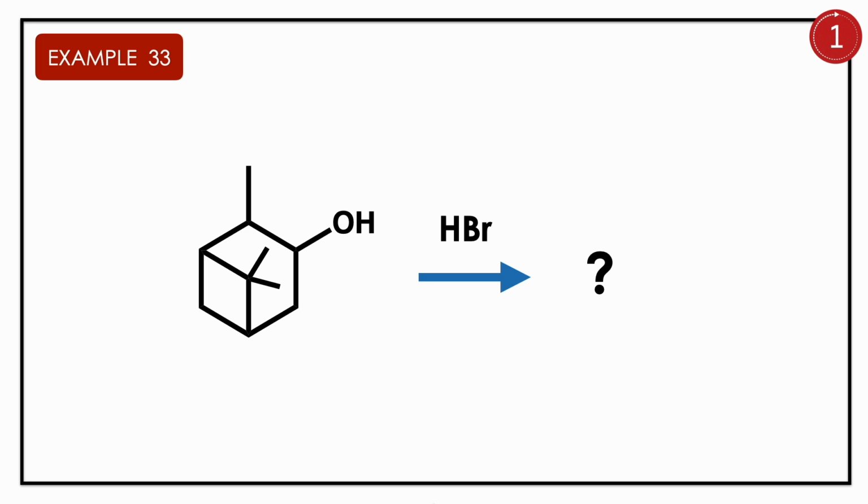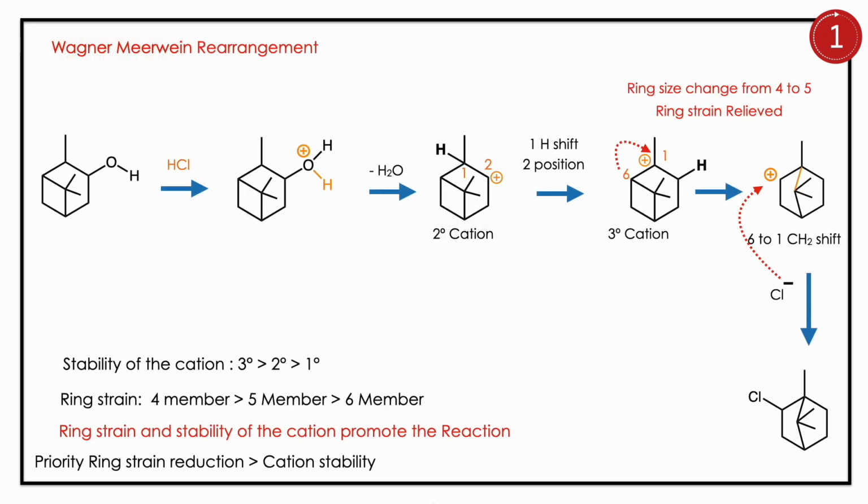Then the next example: you have a pinene system with an alcohol as a side chain. You have 3 different methyl groups. You are reacting with HBr. You should find what the final product will be. This kind of example we have already seen, but we will see a different perspective here.